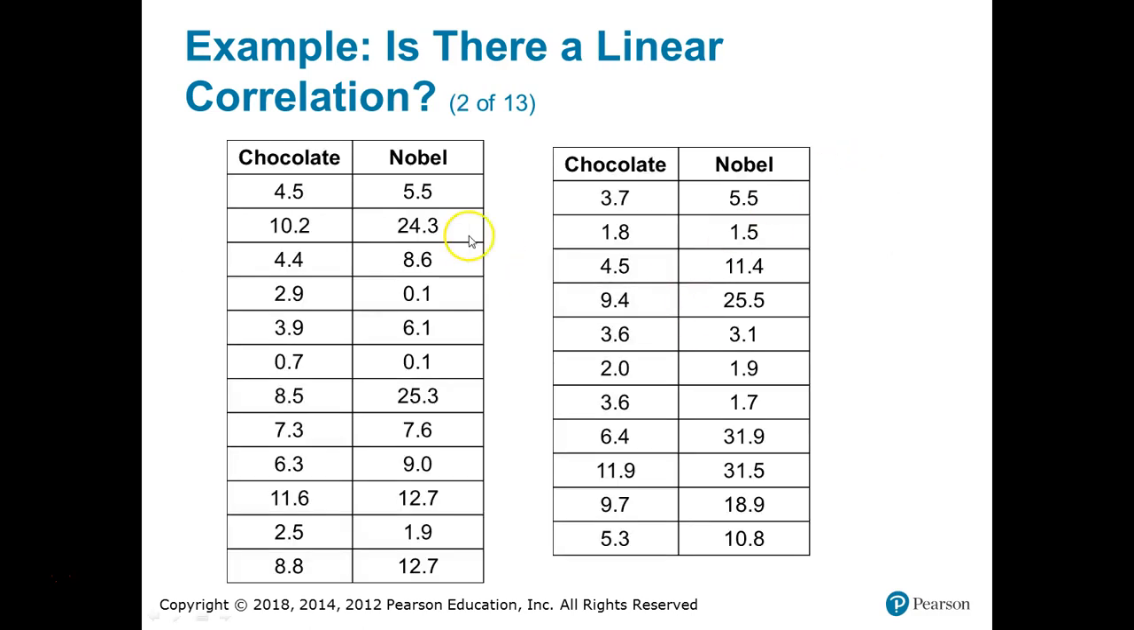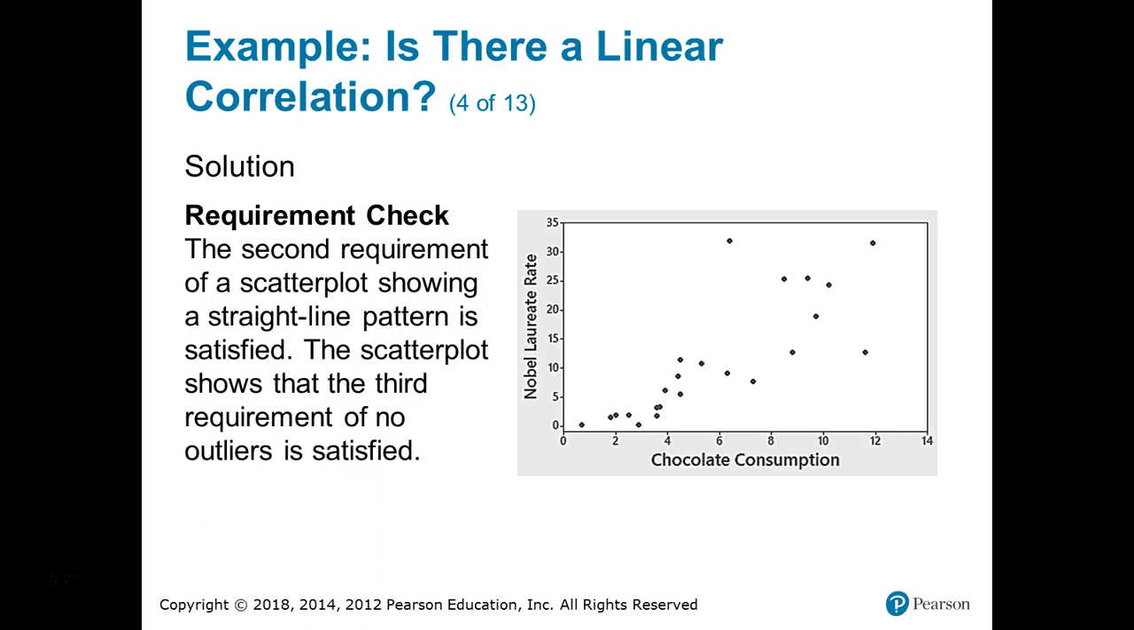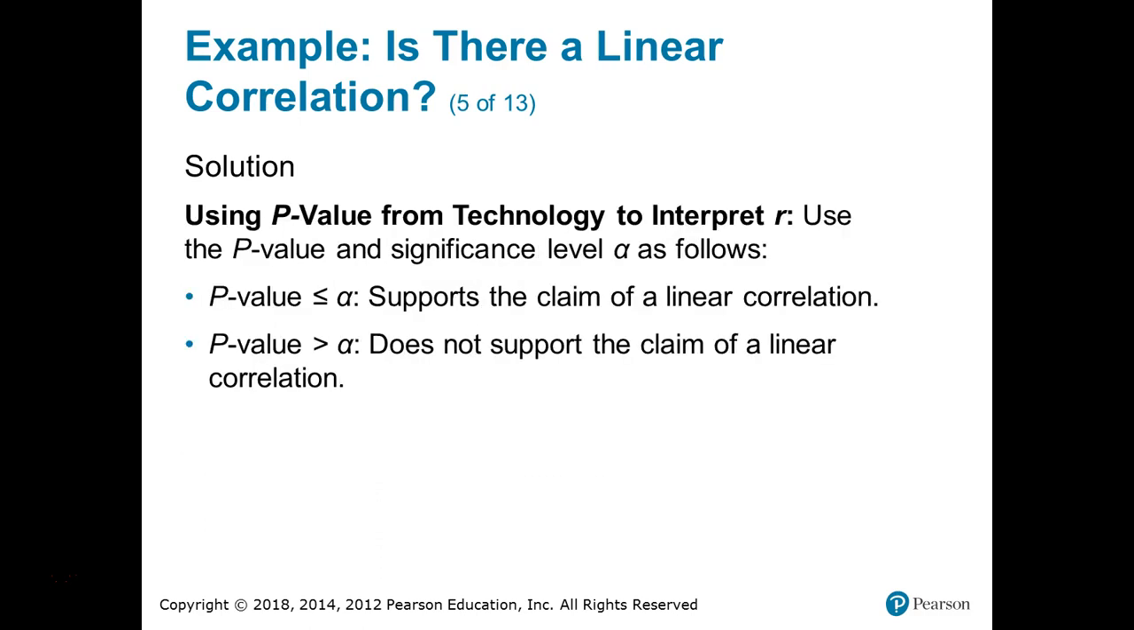So here are your 23 data points. Again, I think this is the amount of chocolate consumed per person, and these are the number of Nobel Prizes, although I wouldn't know why there'd be decimals. Maybe it's on a per capita basis of some sort. So, your requirement check: no outliers, random data, all good, so we're happy. Of course, you wouldn't go through that requirement check that quickly, but let's just move on.